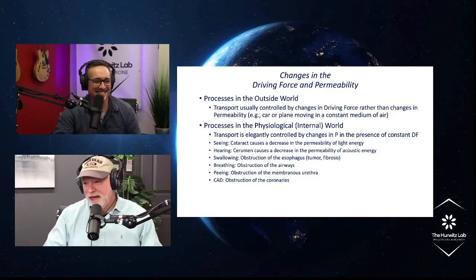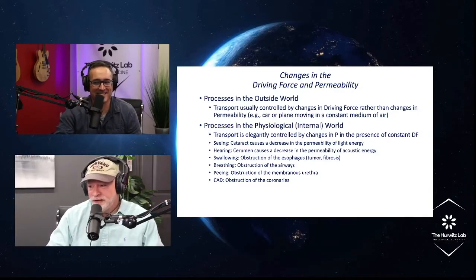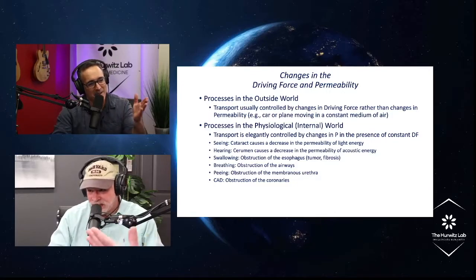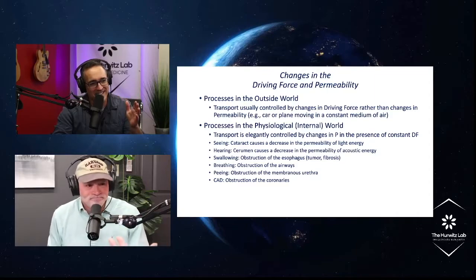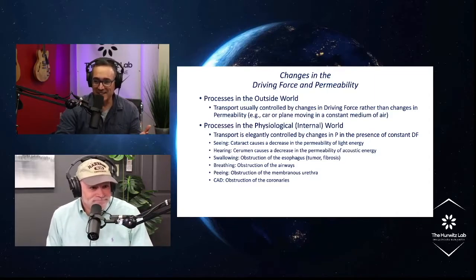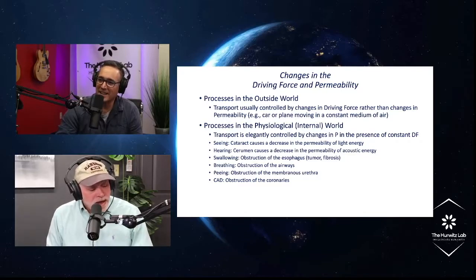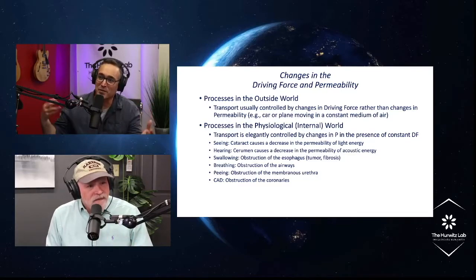I'm sure there's some overlap. But in the physiological internal world, as I've mentioned, because of the importance of maintaining driving forces that take energy, transport tends to be elegantly controlled by changes in permeability in the presence of a constant driving force. But I think it's so great to think about anything in these terms of driving force, permeability, and the flow. That exercise of going through different things and seeing them that way helps you.